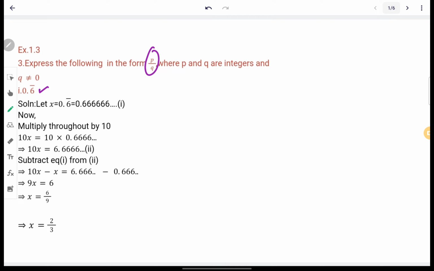The first is 0.6 bar, okay? So 0.6 bar is a rational number. Why? Non-terminating but repeating, right? So 0.6 bar actually means what? 0.6666, it'll go on till infinity, okay? So we're going to express this number in the form P by Q, right? So it has to have a numerator and a denominator, okay? So how do you do this?